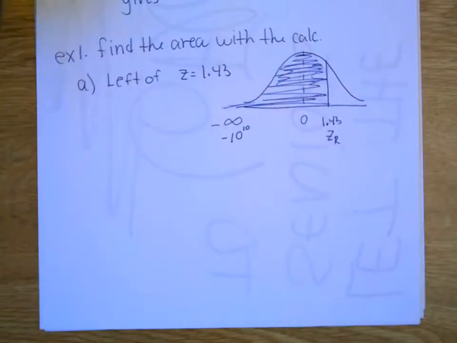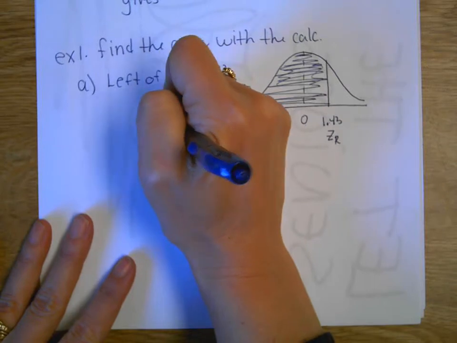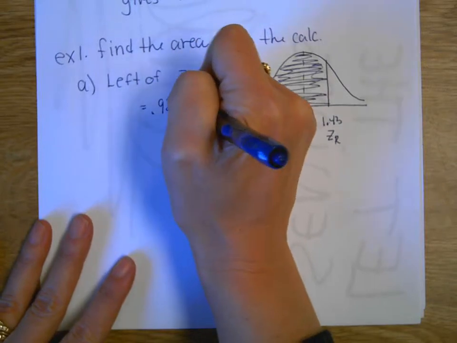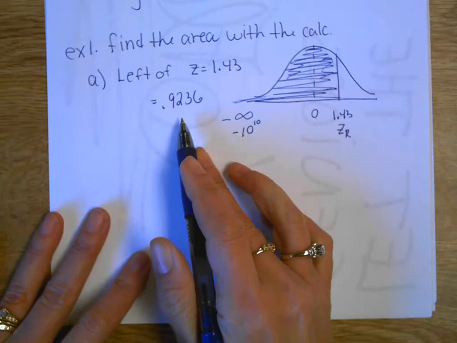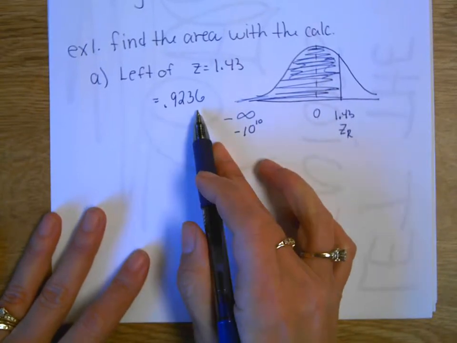So you always have to give it two z-scores when you use NCDF: left and right, lower, upper. So the area would be 0.9236. Just like the table gives out the areas to 4 places, we'll do the same thing here.